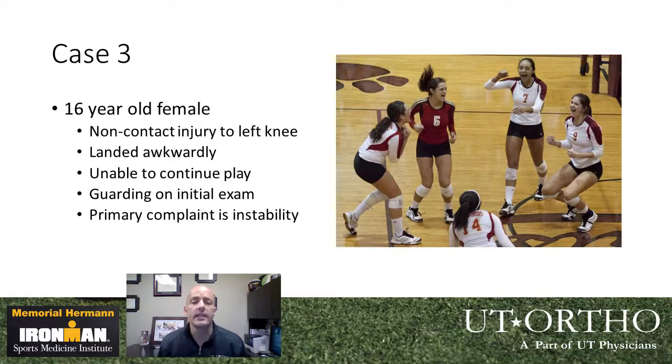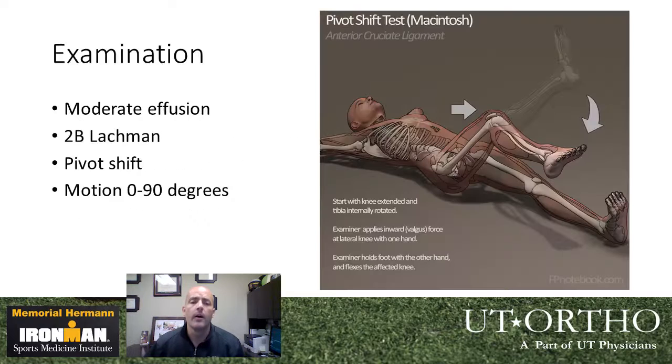Case 3 is a 16-year-old female volleyball athlete who sustained a non-contact injury to her left knee after landing awkwardly coming down from a blocked shot. She was unable to continue play. She was guarding on her initial exam on the court, and her primary complaint was knee instability. On exam, she has a moderate effusion, a grade 2B Lachman with an endpoint. She has a positive pivot shift, which is sometimes hard to obtain in the office, secondary to guarding. Her motion was limited from 0 to 90 degrees.